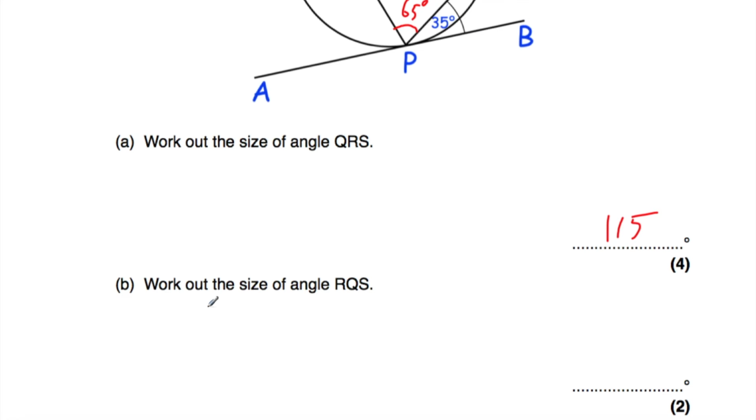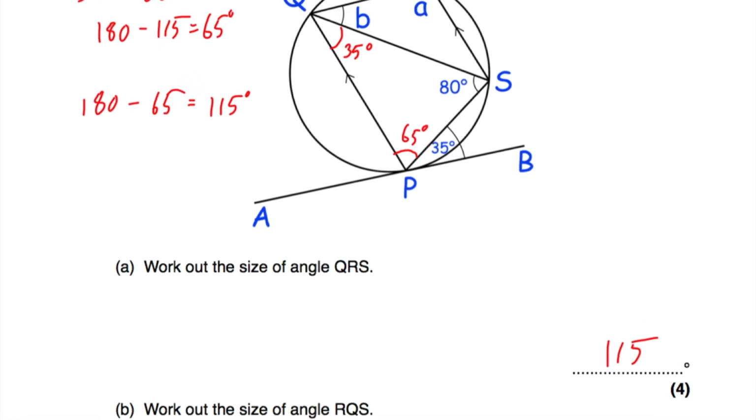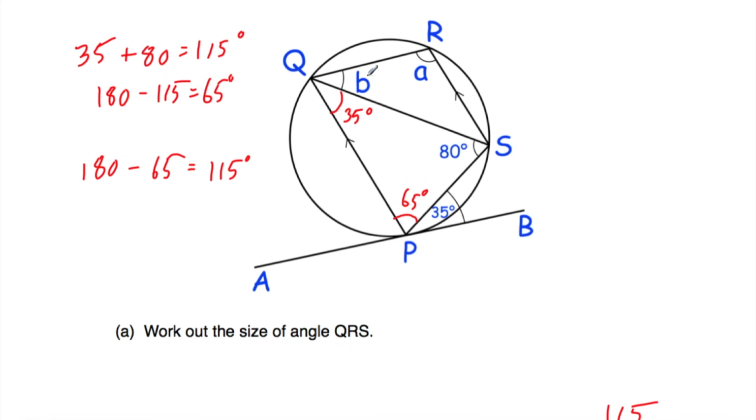Part B says to work out the size of angle RQS, and I'm guessing that's been marked with a B on the diagram for us. Yep, RQS. We want to find the size of this angle here. And we've been told that PQ and SR are parallel lines. So this line is parallel to this line, and we've got this straight line that crosses through them.